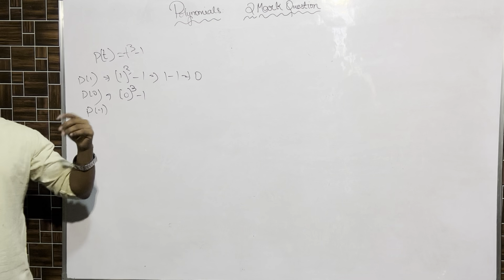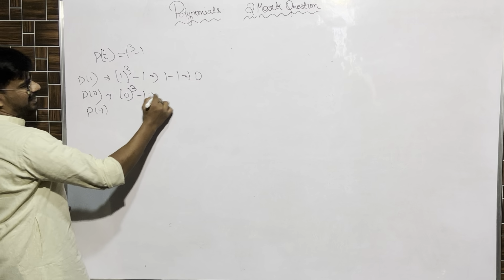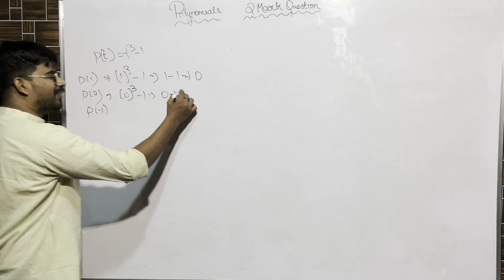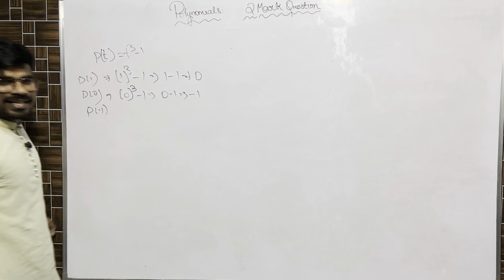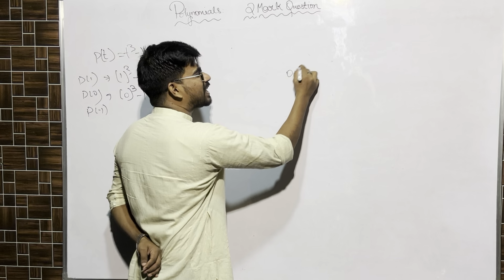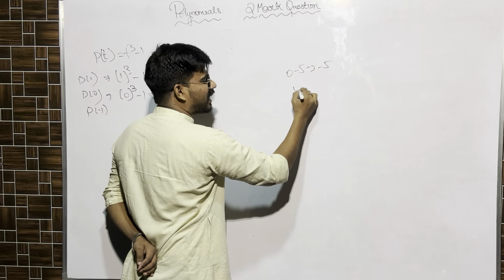0 cube is nothing but 0. 0 minus 1, 0 or minus 1? Sure? Who's telling 0? The answer is minus 1, that is the right answer. 0 minus 5, its answer is minus 5. 0 minus 6.